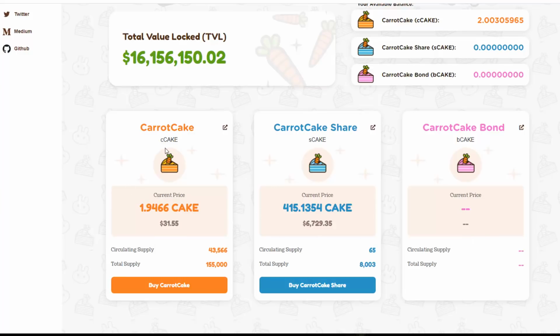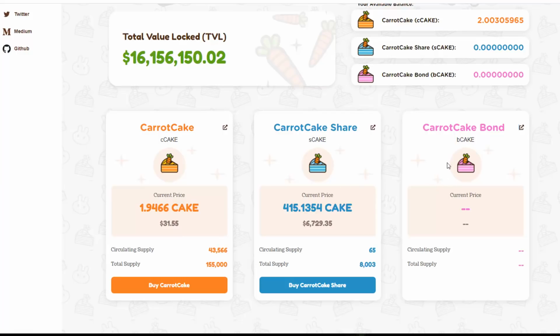So we have this CarrotCake. Its job is to get to 1, which is equivalent to 1 cake, okay? So as it expands and contracts, that's basically what it's supposed to do. And at the moment, it's not doing a very good job, simply because there's a lot of volume that's come in on this, and the algorithm is trying to expand the supply to get this down to the same price as cake. All right, but currently it's worth 1.9 cake. It should be worth 1 cake. So that's the difference, okay?